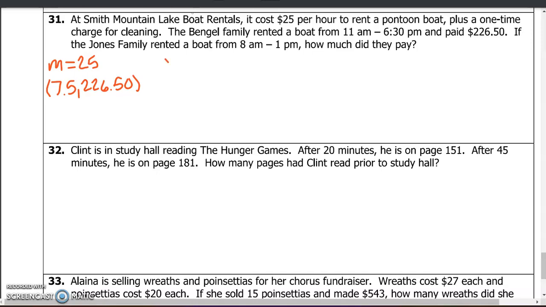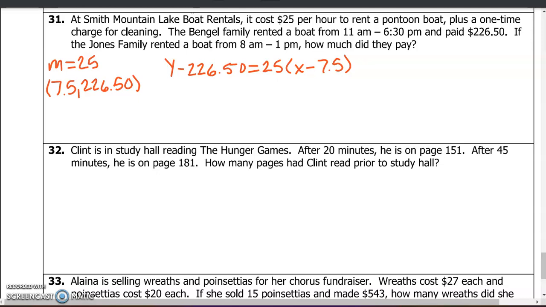So now I can write that in my y minus y1. So y minus 226.50 equals my slope of 25 times x minus my x value of 7.5. Okay, and yes, these numbers don't look beautiful. It is what it is. You're going to have to deal with that sometimes. You won't get super easy, simple numbers.